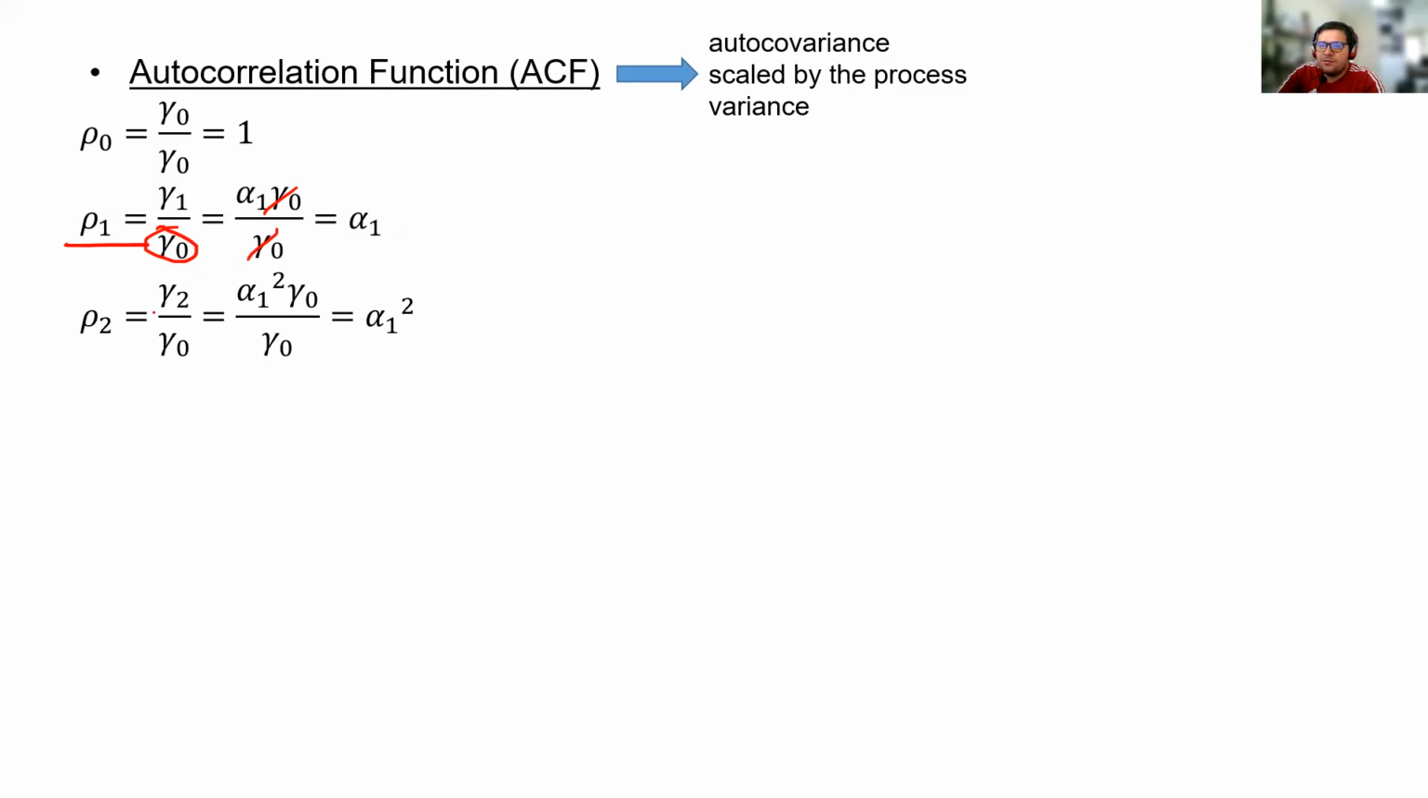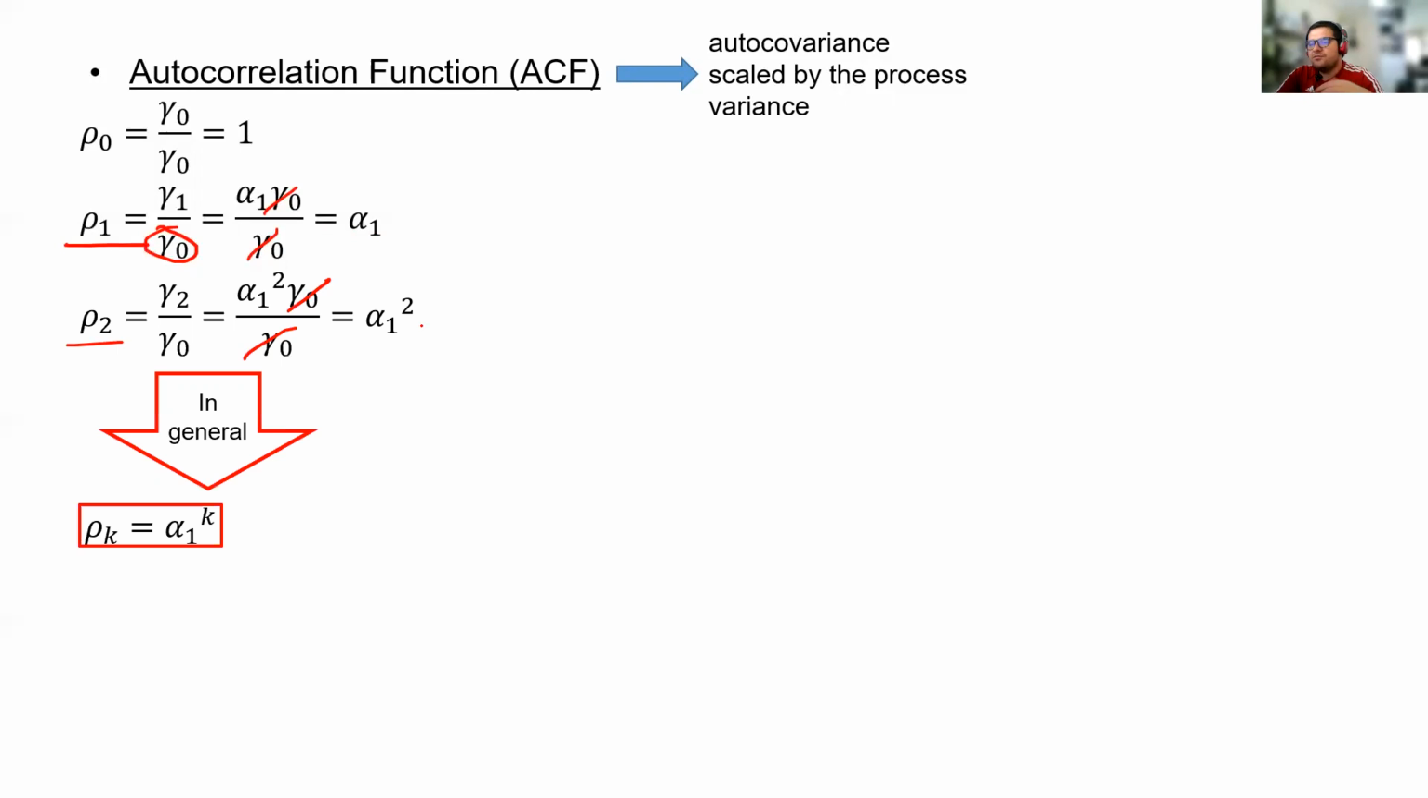The second value of the autocorrelation function is gamma 2 divided by gamma 0. You guys remember this? So again, we cancel here and we are left with alpha 1 squared. So for the autocorrelation function, we also try to find a pattern. And the pattern is that every further point in the autocorrelation function is just alpha 1 to the power of that point. So the 10th point in the autocorrelation function will be alpha 1 to the power 10.